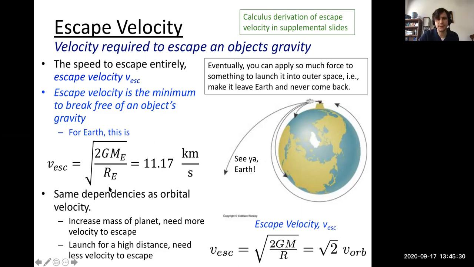If I'm launching from a higher distance, from further away from the Earth, a bigger distance gives a smaller escape velocity. It's easier to launch things from orbit. If you're already up in orbit, you've already spent the energy to get up there, it's easier to keep going.